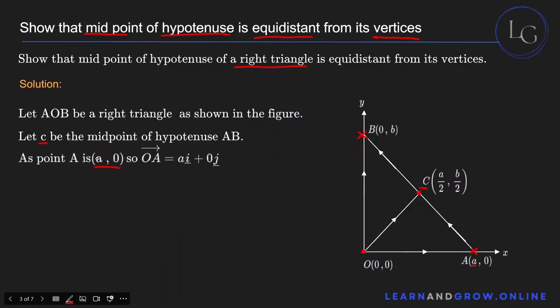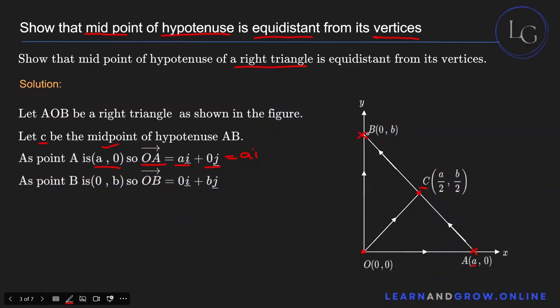So A is at these points, A0, sorry, and so the position vector of A is OA, which is equal to ai plus 0j, obviously, because A is on the x-axis and 0 on the y-axis. So it is basically just equal to ai, right?